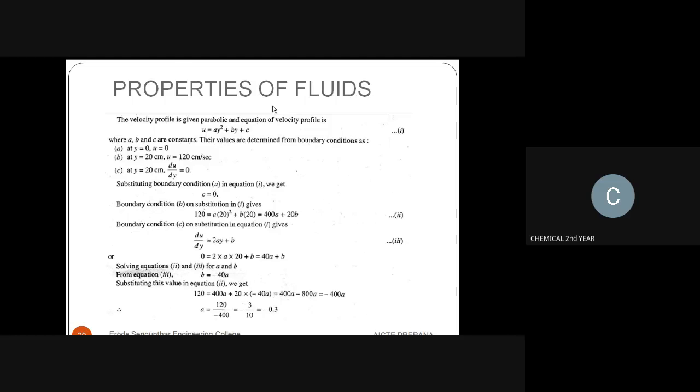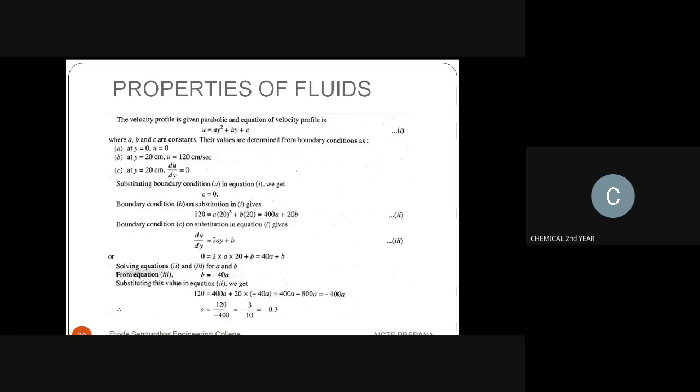So what is du by dy? At y is equal to 20 centimeter, du by dy is equal to 0. So 0 is equal to 2 into a, which we don't know, into y, which is 20, plus b. So it is equal to 40a plus b. We need to solve the equations arising from the second and third boundary conditions. The second equation is 400a plus 20b, and the third equation is 40a plus b. If you simplify and solve, you can get the value of b. So b is equal to minus 40a.